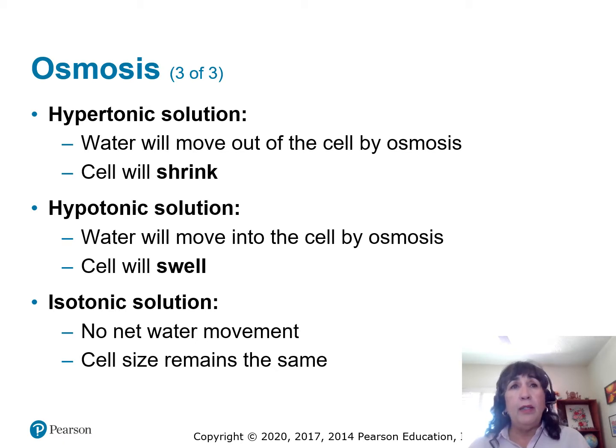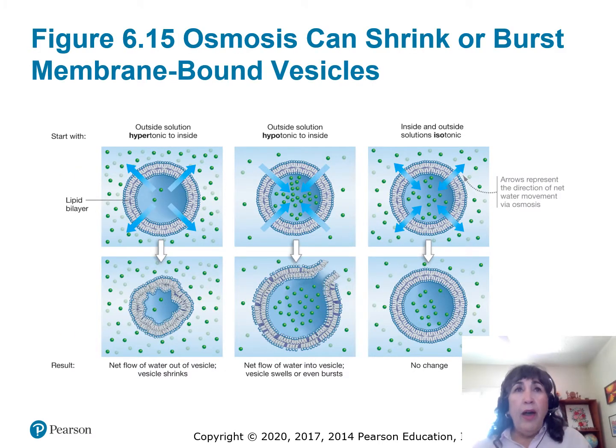In a hypotonic solution, if you were to drop a red blood cell into a beaker of DI water that has no molecules in it, that means there's more molecules inside of the red blood cell. Water follows the salts. So water will come rushing into the cell and the cell will begin to swell. In an isotonic solution, there is no net movement of water because there's the same concentration of molecules on both sides of the membrane.